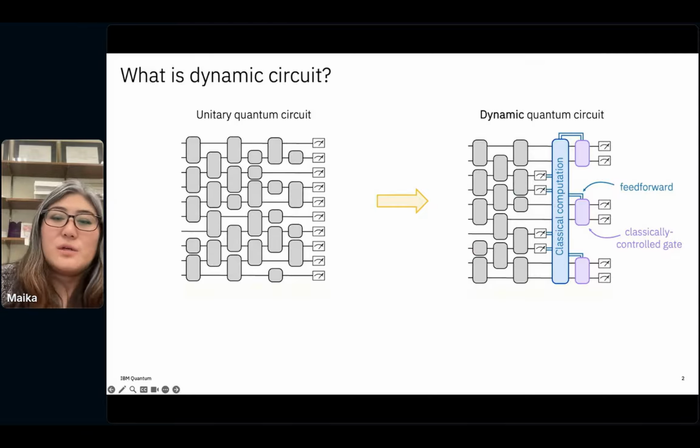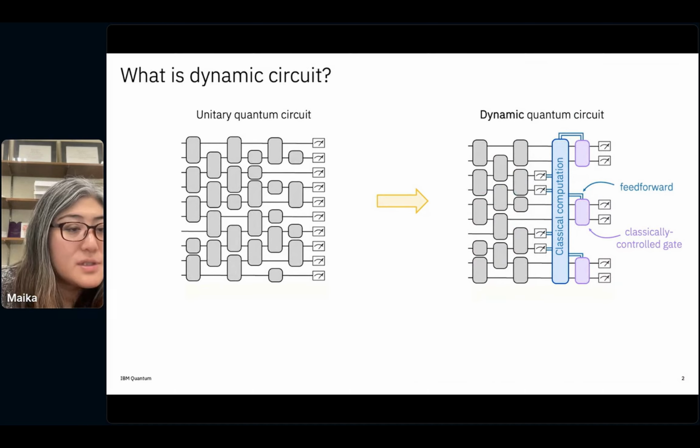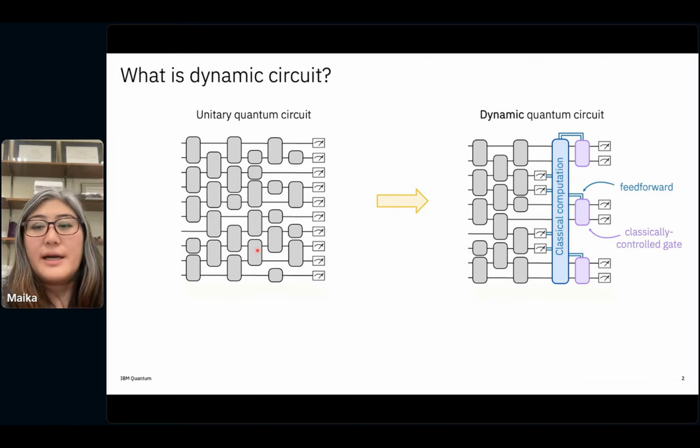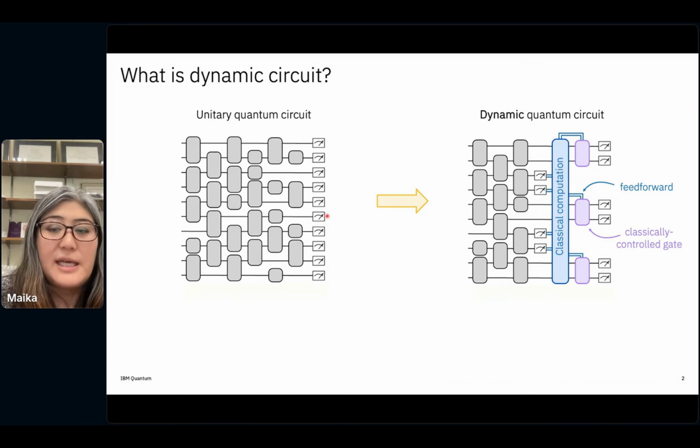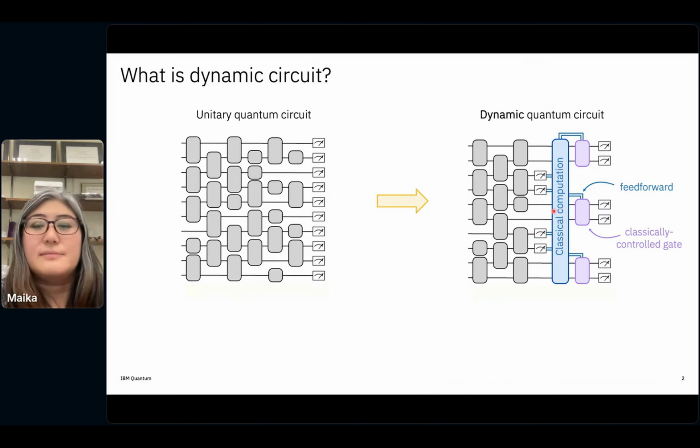When I say the word quantum circuits, it's likely that many of you have pictured in your mind something like what's on the left-hand side, where I apply a sequence of single and two qubit gates and make a terminal measurement at the end. However, on IBM hardware, we have access to a broader set of resources than just unitary gates. So we have components like mid-circuit measurements, classical computation, and even feed forward.